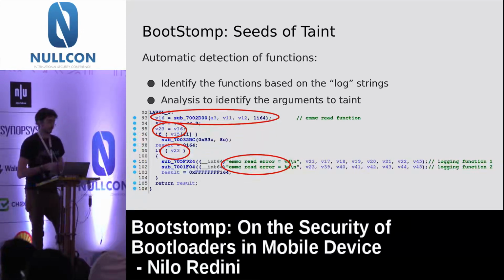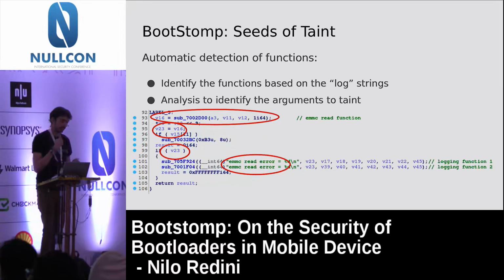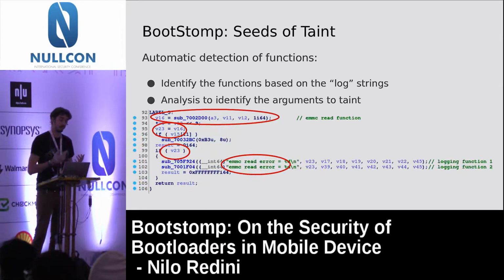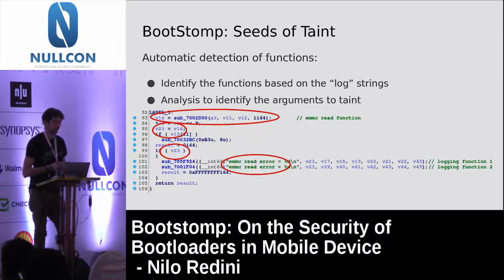Once these functions are identified, BootStomp should understand which one of these arguments is the buffer which will contain the data read from the secondary storage. In order to do this, we should understand which one of these arguments is an address. So in order to filter out as many false positives as possible, BootStomp tries to understand if any of these arguments is either a string or the value 0, as we assume that a valid pointer should be used. For all the arguments whose identity BootStomp cannot understand, it taints each one of them.